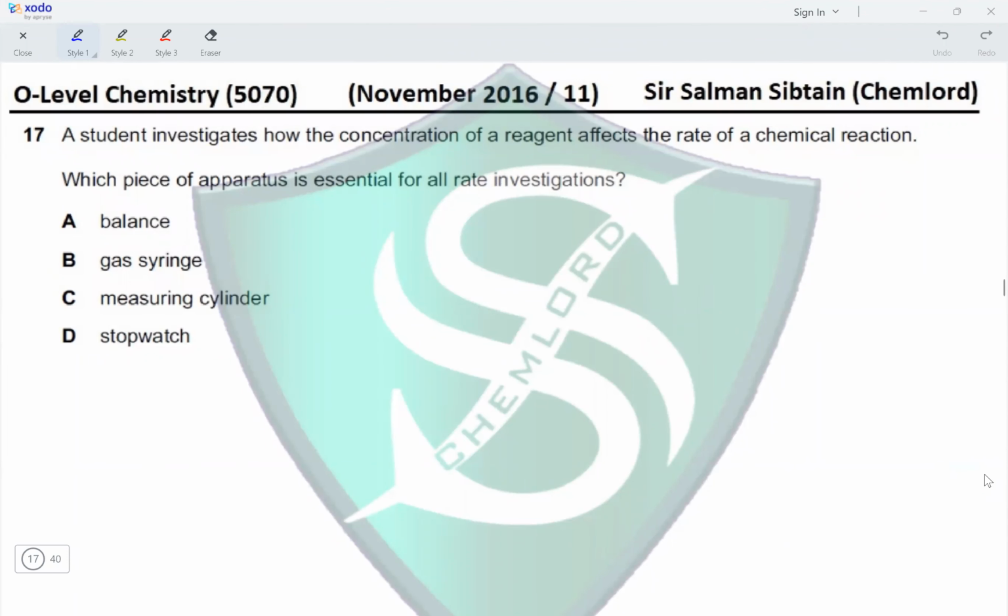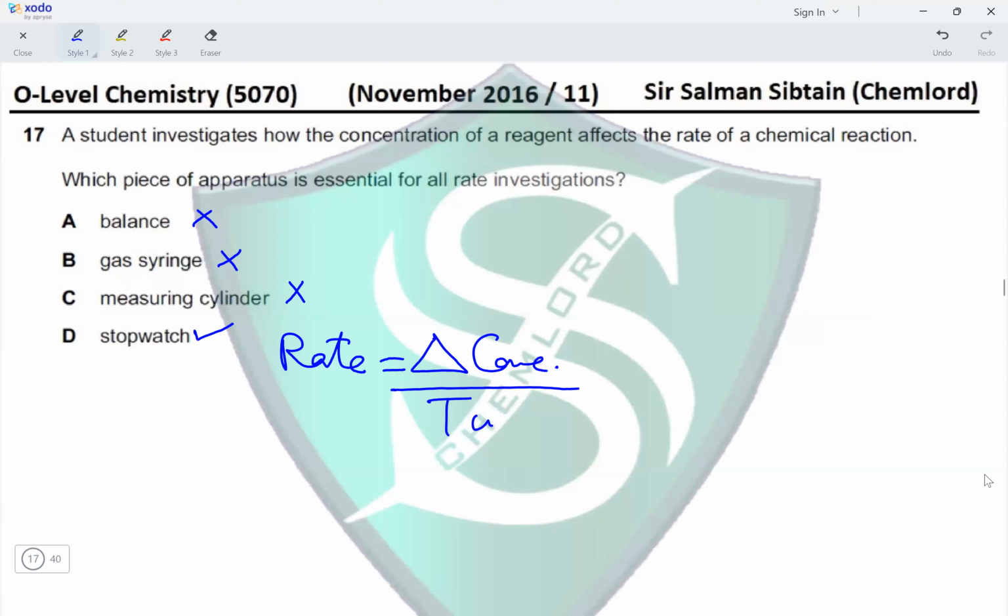Question 17. A student investigates how the concentration of a reagent affects the rate of a chemical reaction. Which piece of apparatus is essential for all rate investigations? So, a balance may or may not be used in some experimentation. A gas syringe, also, if gas is involved, will be used. A measuring cylinder, if volume of a liquid is involved, then it will be used. A stopwatch will always be used because rate is equal to change in concentration upon time, and this time would be measured with a stopwatch, making option D the correct option for this question.